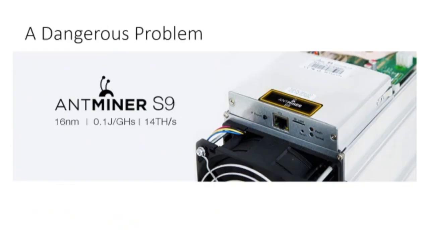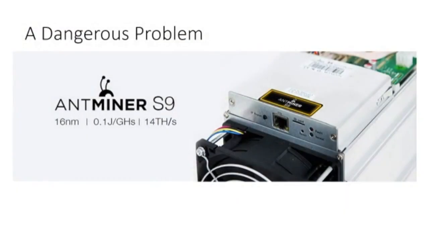All right, so offline attacks are not only a common problem, they're also a dangerous problem. This machine here is called the Antminer S9. It's one of the mining rigs that people use to mine Bitcoin. To mine Bitcoin, you have to compute the SHA-256 hash function over and over and over again.